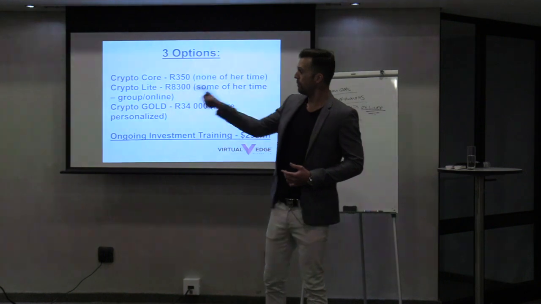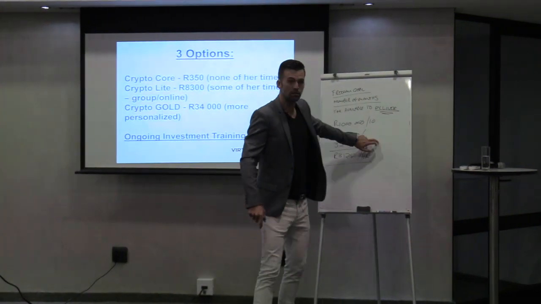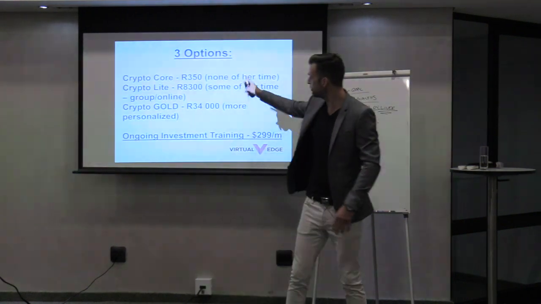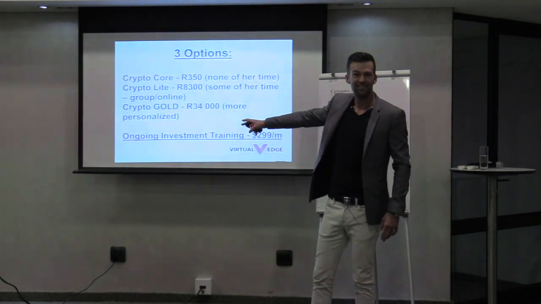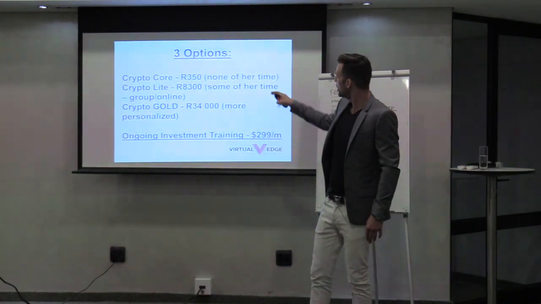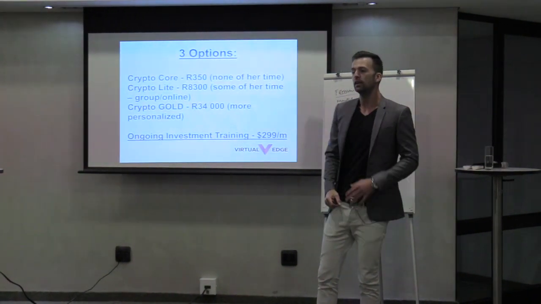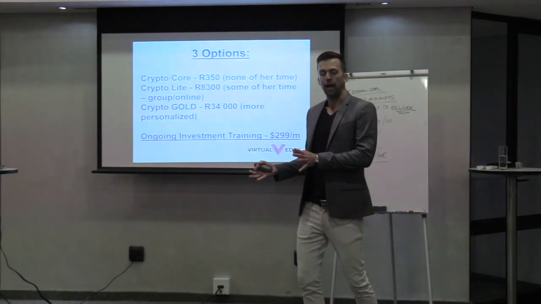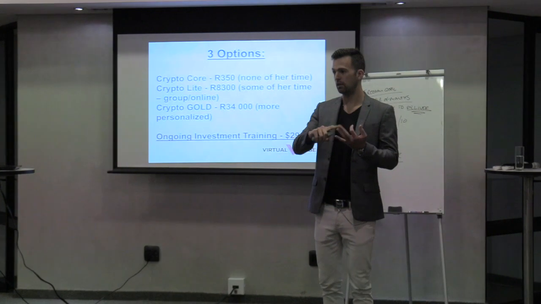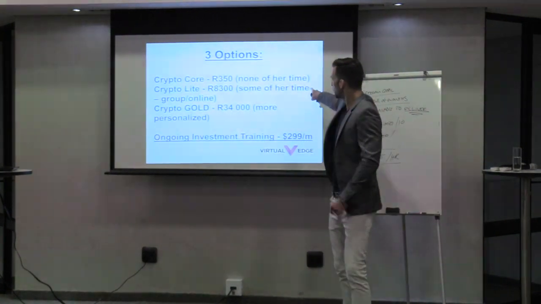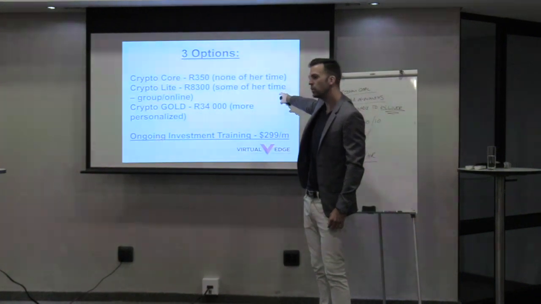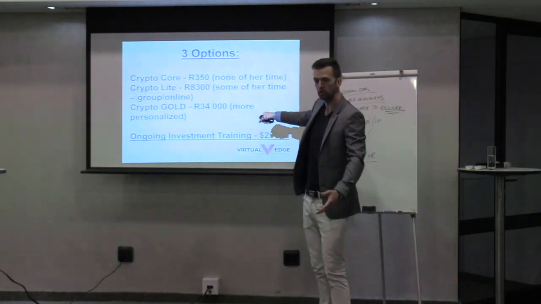Then what we did was, remember this over here? We aligned her money goal, and we created 3 different packages to sell, based on how much time she had available and what she wanted to do. Crypto core, 350 Rand. Now, we generally work on 3 different packages. It's a good place to start. Good, better, best. Good requires none of your time. Automated delivery, videos, emails, whatever, workbooks.